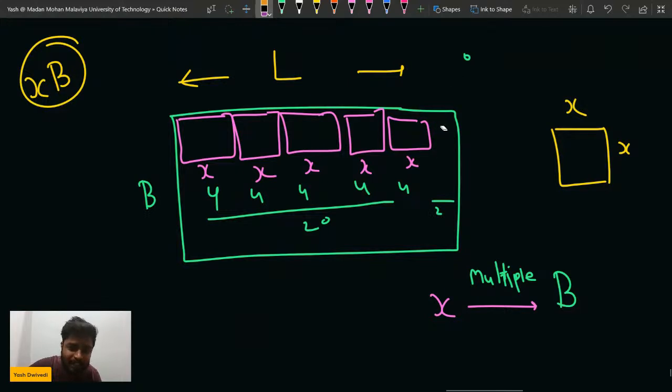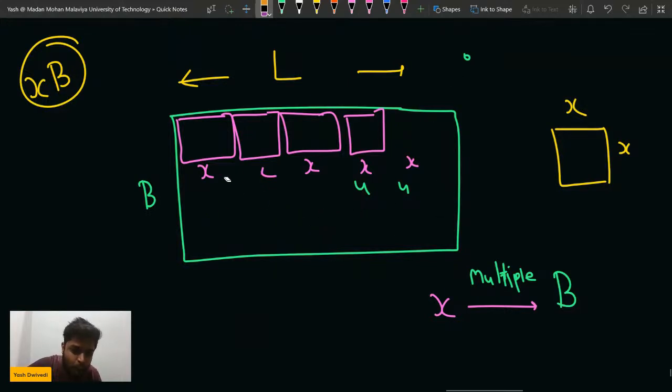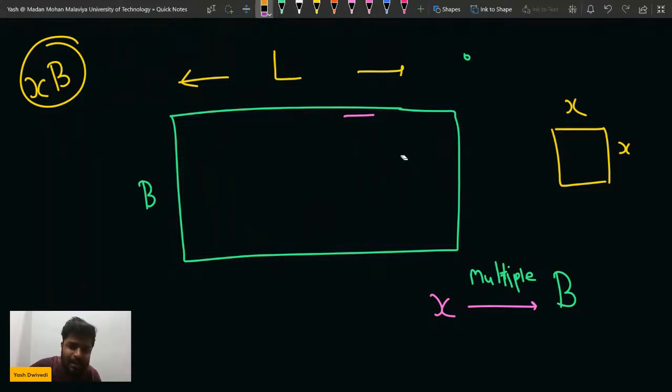X should be able to completely fill this, like the block of x's should be complete. So that is why I should choose x in such a way that x should also be a multiple. Let's say if L value is something like 18, for example, or let's say if x value is, let's take one example, let's take 20 here, okay?